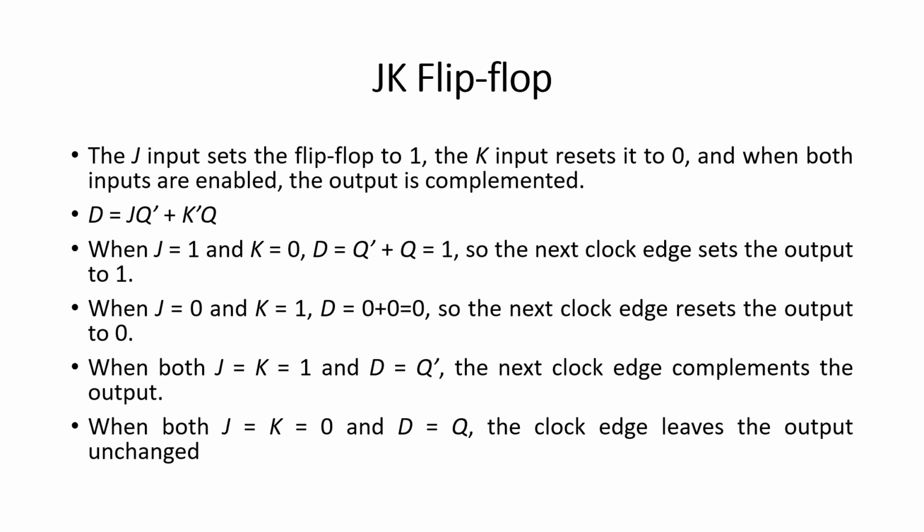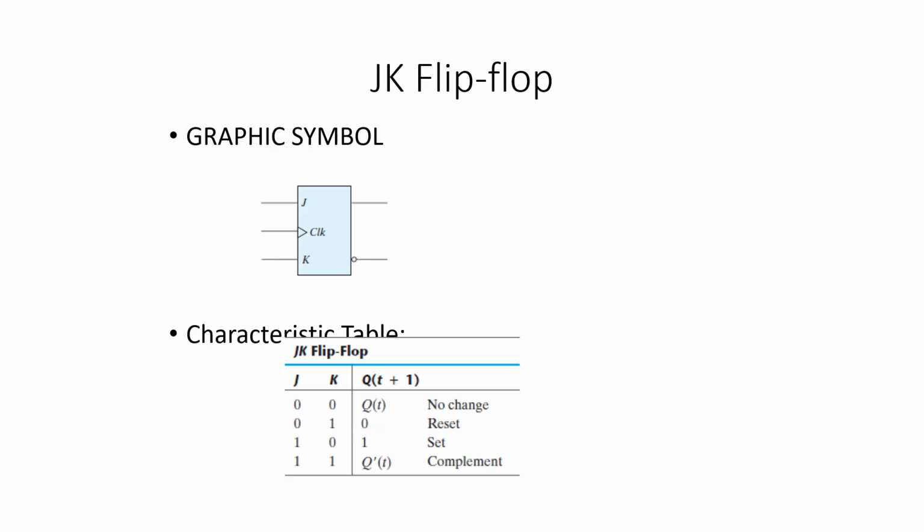When J is equal to 0 and K is equal to 1, the next clock edge sets the output to 0. When J is equal to K is equal to 1, the next clock edge complements the output. When J and K are equal to 0, the clock edges leave the output unchanged. This is the truth table of the JK flip-flop.